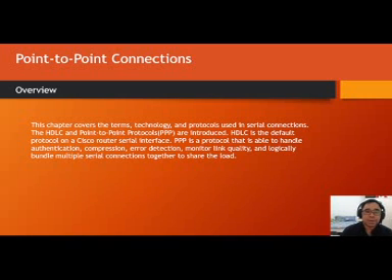Okay, so point-to-point connections. This chapter covers the terms, technology, and protocols used in serial connections. HDLC and point-to-point protocol (PPP) are introduced. HDLC is the default protocol for a Cisco router serial interface. PPP is a protocol that is able to handle authentication, compression, error detection, and monitors link quality, and logically bundles multiple serial connections together to share the load.